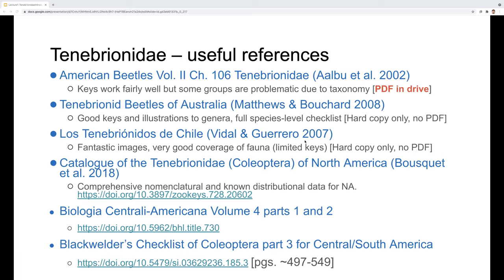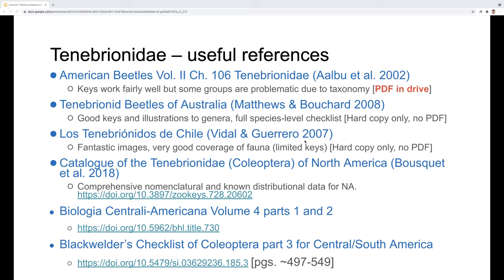There's also a book on the Tenebrionids of Chile, Vidal and Guerrero, 2007, that has fantastic images and great coverage of the fauna there. They have some keys to groups, but it's a great identification resource. And we have that as a hard copy only as well. But if you're interested in Tenebrionids of Chile, definitely look at that book.